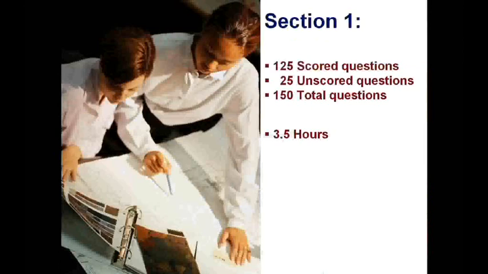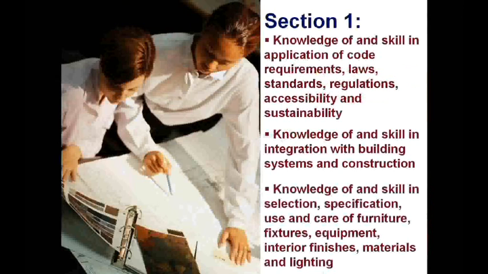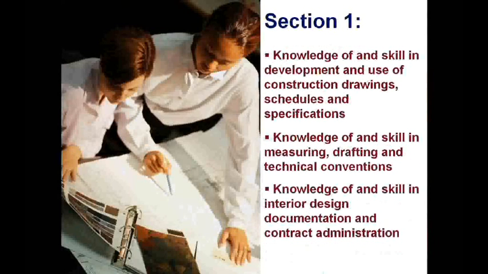The first of the multiple choice sections, section 1, includes 125 scored questions and 25 unscored questions, for a total of 3.5 hours of testing time. The content areas covered in section 1 include codes, building systems and construction, selection, specification, use and care of furniture, fixtures, and equipment, in addition to construction drawings, schedules, and specifications, measuring, drafting, and technical conventions, and interior design, documentation, and contract administration.